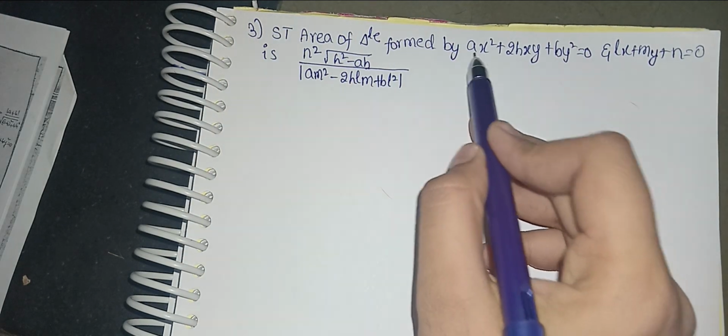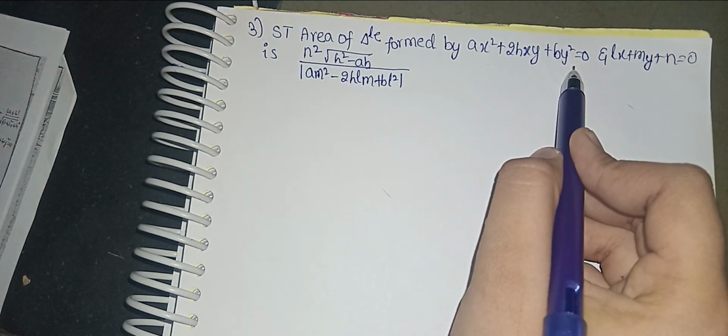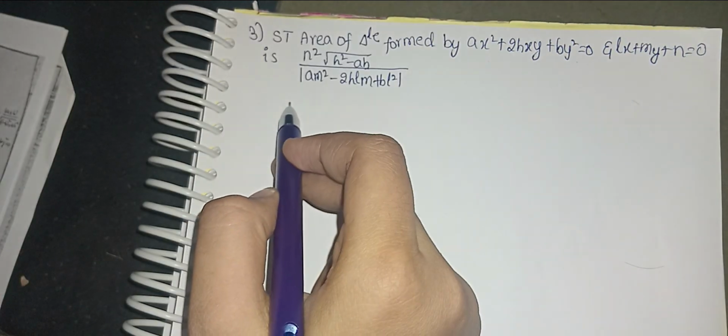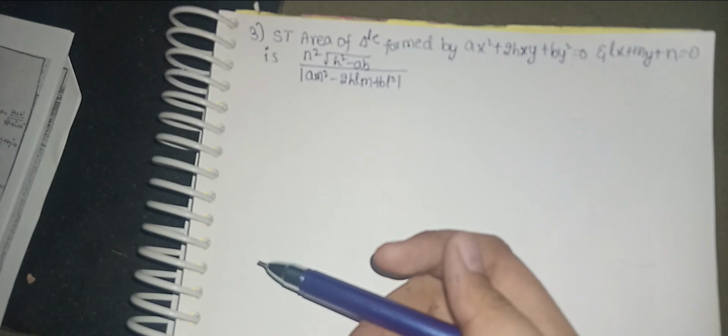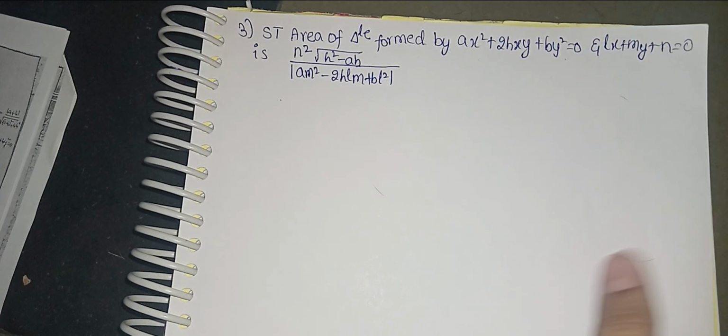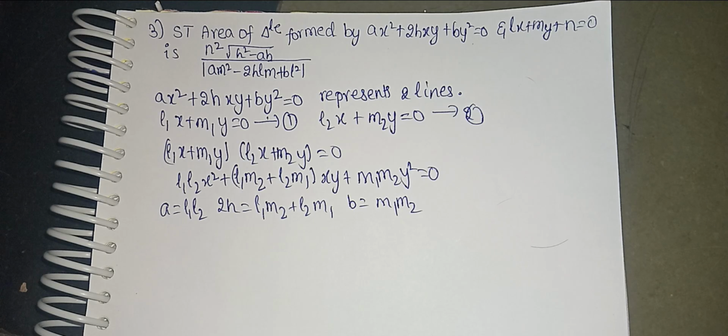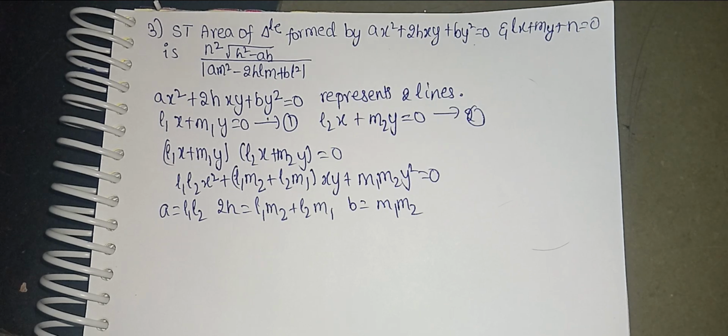This represents two lines. Write that, and the equation of the two lines, and say what is A, 2H and B. Now do it on your own so that you practice it. It is very, very important. Now, come on, do it. Pause the video. I hope you also got the same.